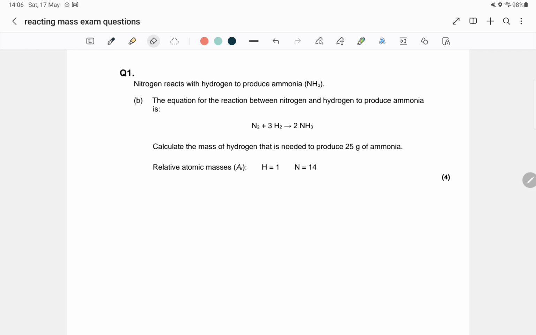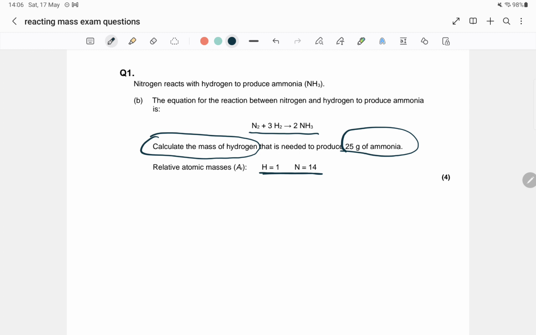So I've read my question. I've realised they've given me my equation. They've also then given me what I need to work out, which is asking me to calculate the mass of hydrogen, and they've given me 25 grams of ammonia. They've also been nice enough to give me the atomic masses of hydrogen and nitrogen, but they might not always do this. You might have to use the periodic table, and just remember it's the big number in your periodic table.